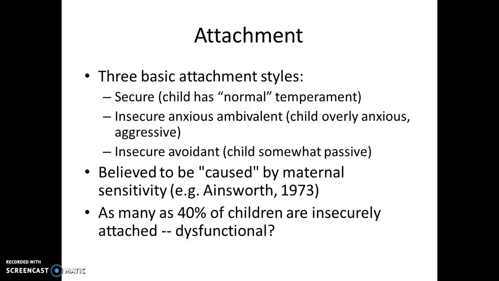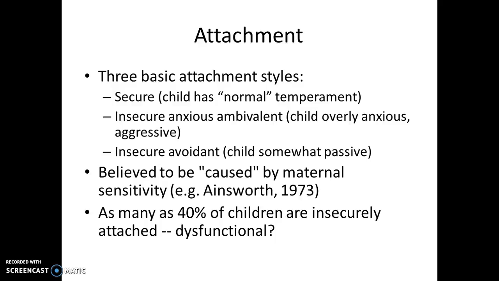Now we know about attachment, presumably. There were different versions of attachment theory. In the original theory, there were basically three, and I'm just going to talk about the three basic ones. The secure attachment, in which the child has a normal temperament. They're capable of forming relationships, but they're not too clingy, but they do have relationships.